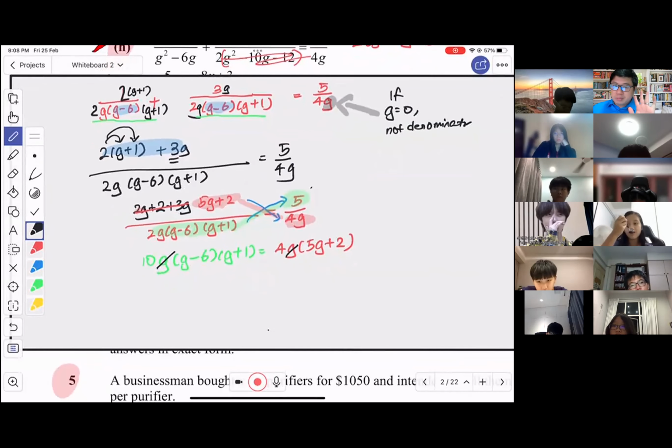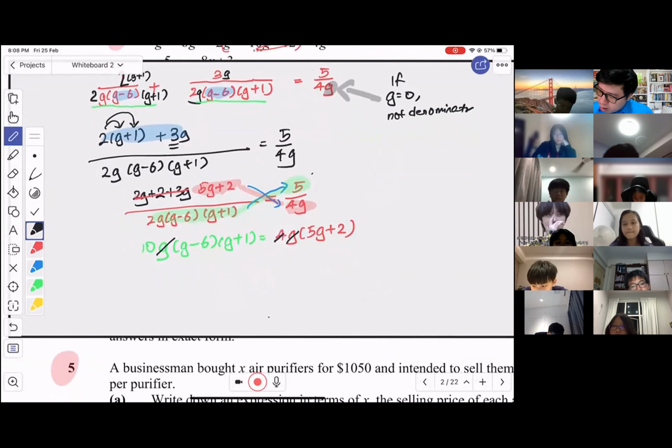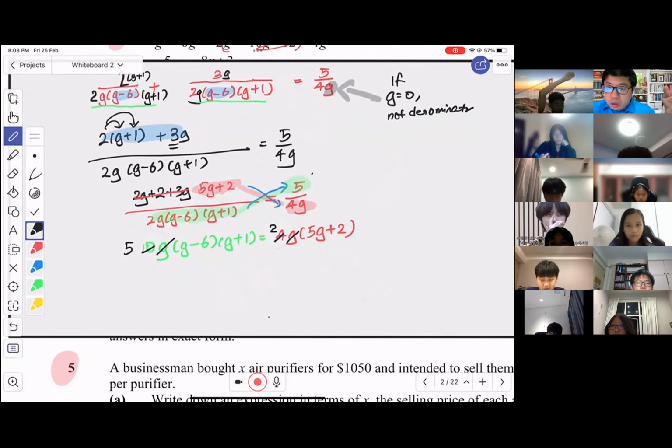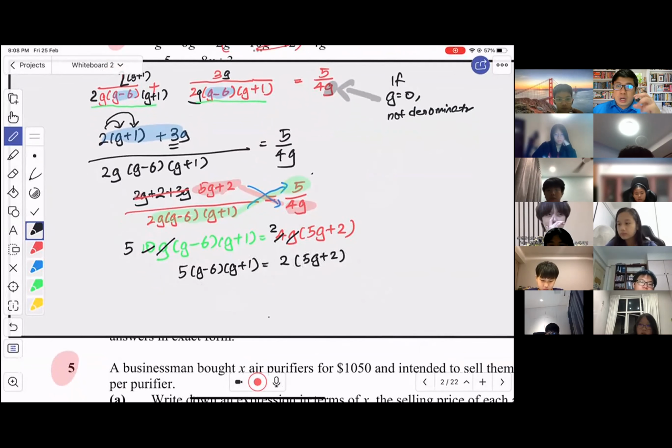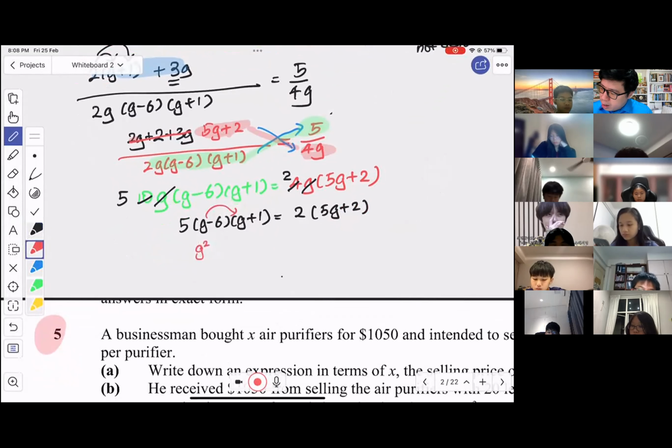After that, maybe I cancel out some more, dividing by 2 on both sides. If you are able to do this on the go, you can skip some steps, so your working won't be so complicated later on. Let me just rewrite. So I have 5(g minus 6)(g plus 1) equals 2(5g plus 2). This is a quadratic equation. I would like to make everything on one side and push it to be 0. So g times g is g squared minus 6g.